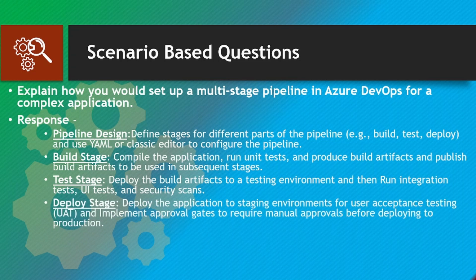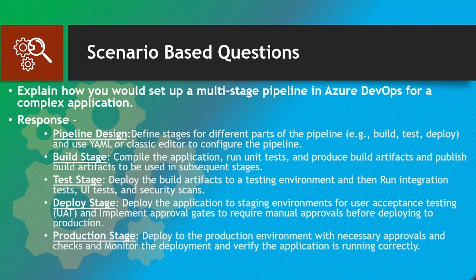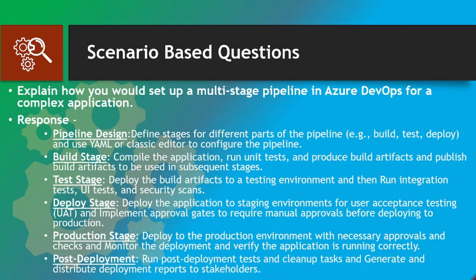After that, deploy stage. Deploy the application to a staging environment for user acceptance testing, UAT, and implement approval gates to require manual approval before deploying to production. After that, production stage. Deploy to the production environment with necessary approvals, check and monitor the environment, and verify the application is running correctly. Post-production, run post-production tests and cleanup tasks, and generate and distribute deployment reports to stakeholders.